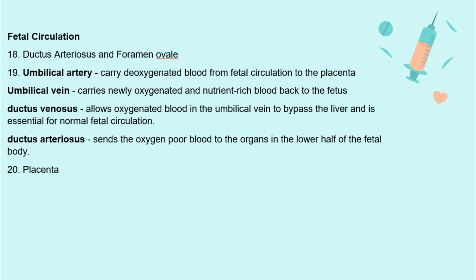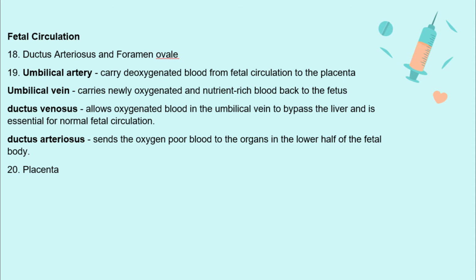The ductus arteriosus sends oxygen-poor blood to the organs in the lower half of the fetal body. Number 20, what organ serves as the respiratory, digestive, and excretory organ for the fetus? The answer is the placenta.